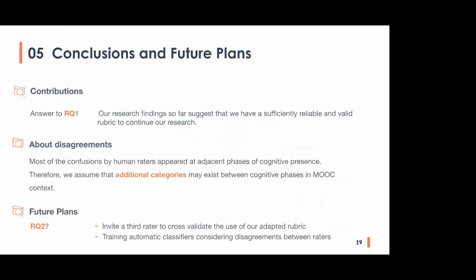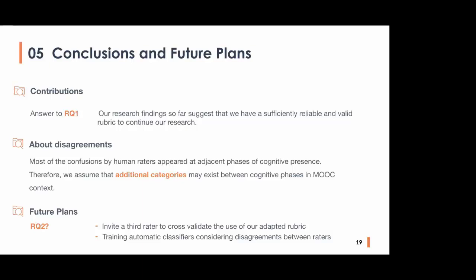So finally, let's quickly summarize the conclusions and think about future plans. Firstly, we gained the answer to our research question 1. Our research findings so far suggest that we have a sufficiently reliable and valid rubric to continue our research. We also have another interesting finding about the disagreements: most of the confusions by human raters appeared at adjacent phases of cognitive presence. Therefore, we assume that additional categories may exist between cognitive phases in the MOOC context.